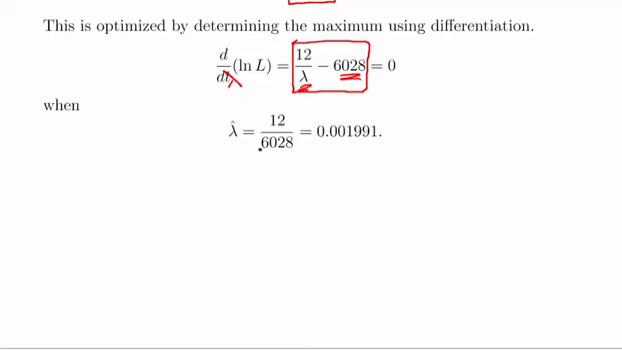So we just have to rearrange it algebraically to get the hat lambda, which is the maximum. Essentially that is rearranging this expression here. We get 12 over 6,028, which is a very, very small number, 0.001991. Okay, that's how it is done.